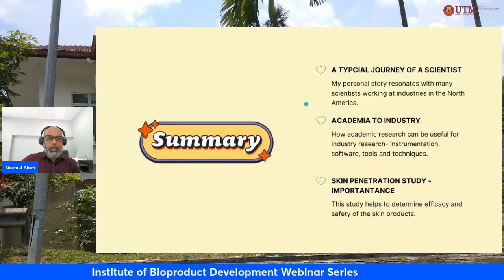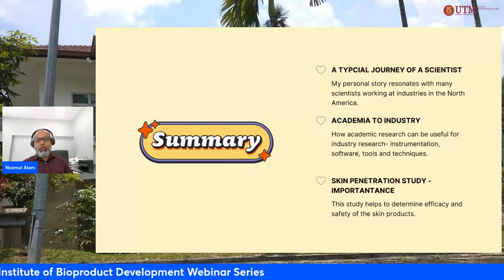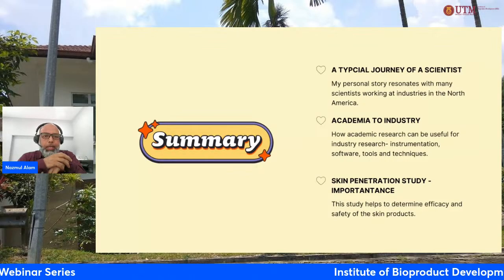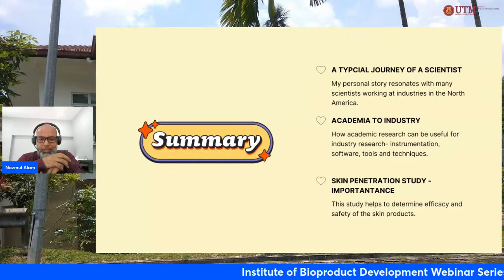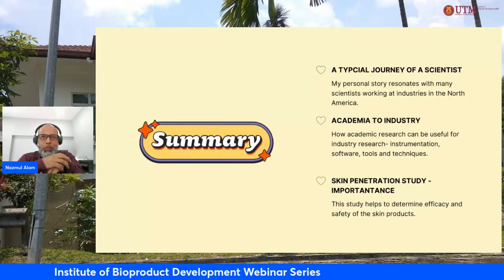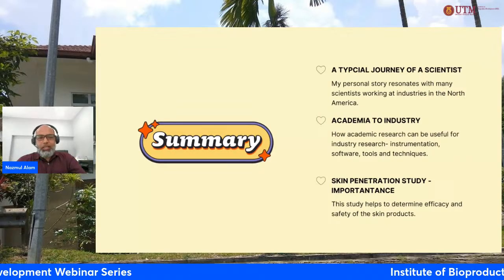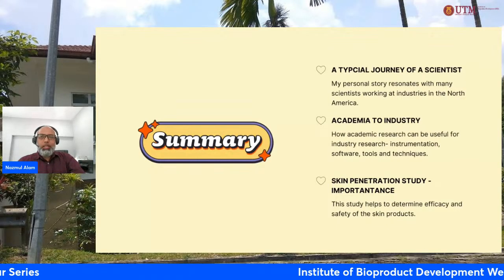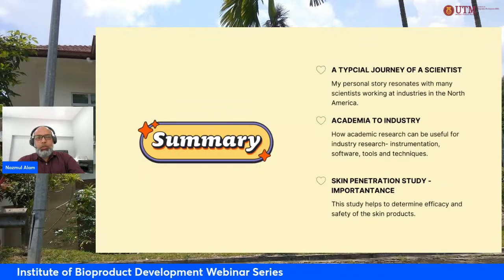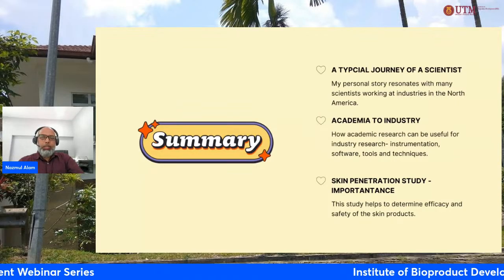So, what we have discussed so far: a few things I want to highlight. First, a typical journey of a scientist. If you are a student or young scientist, you might now understand what the journey could be to work in an industry, or if you want to switch from academia after a PhD or postdoc to working in industry settings. I tried to highlight this point.